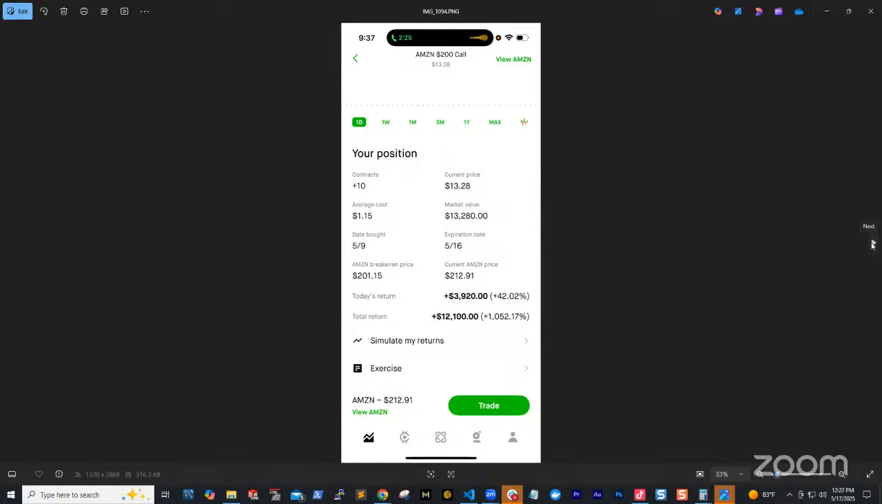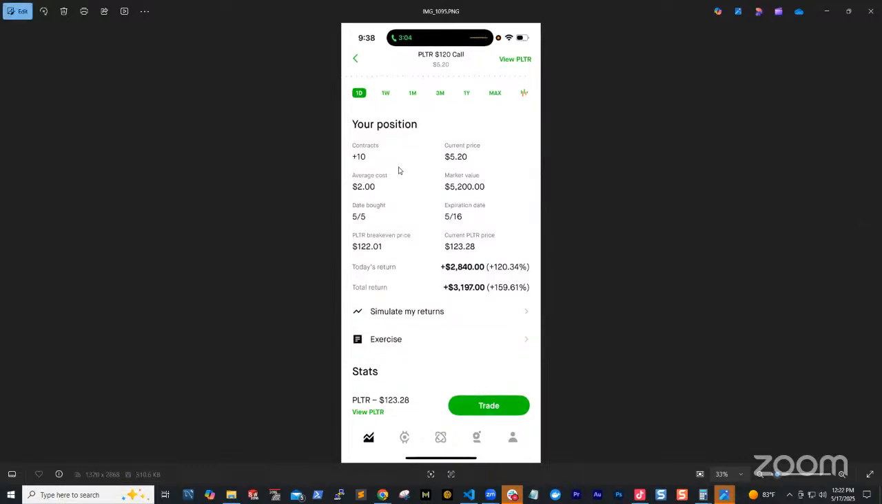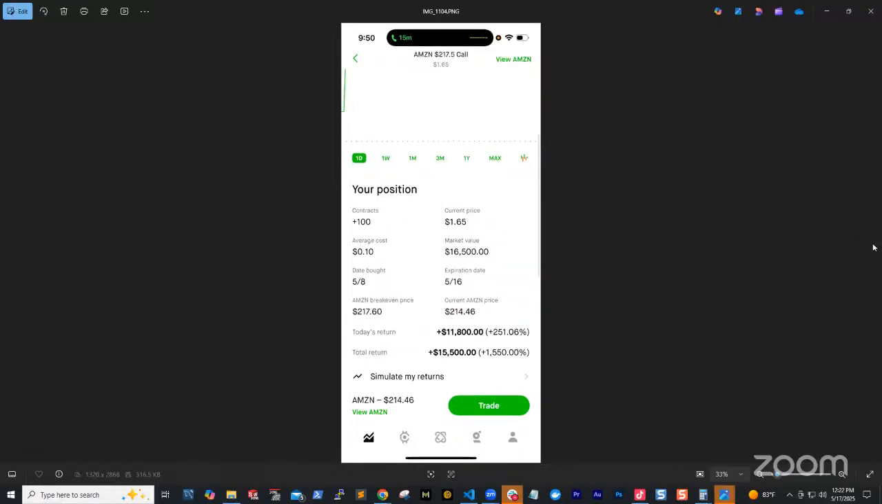That's $1,000. Then there's this one. I only paid $2 for it, right? Or this one is my Palantir, right? I've already had this one before. So when it went down, I bought more of it. The one you saw that was red on my thing, I bought more of it. The next day it went up, and I made money on it.